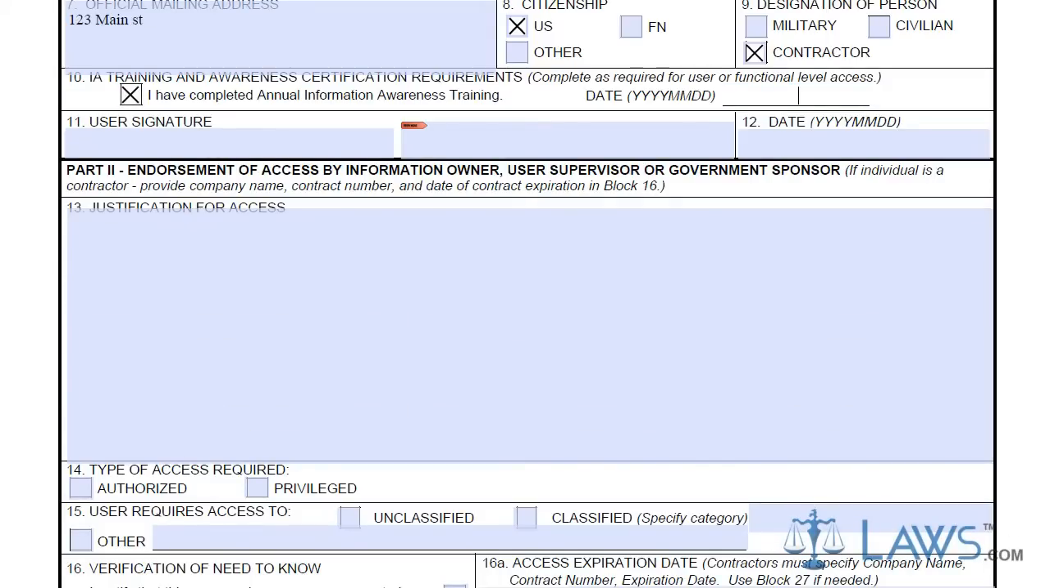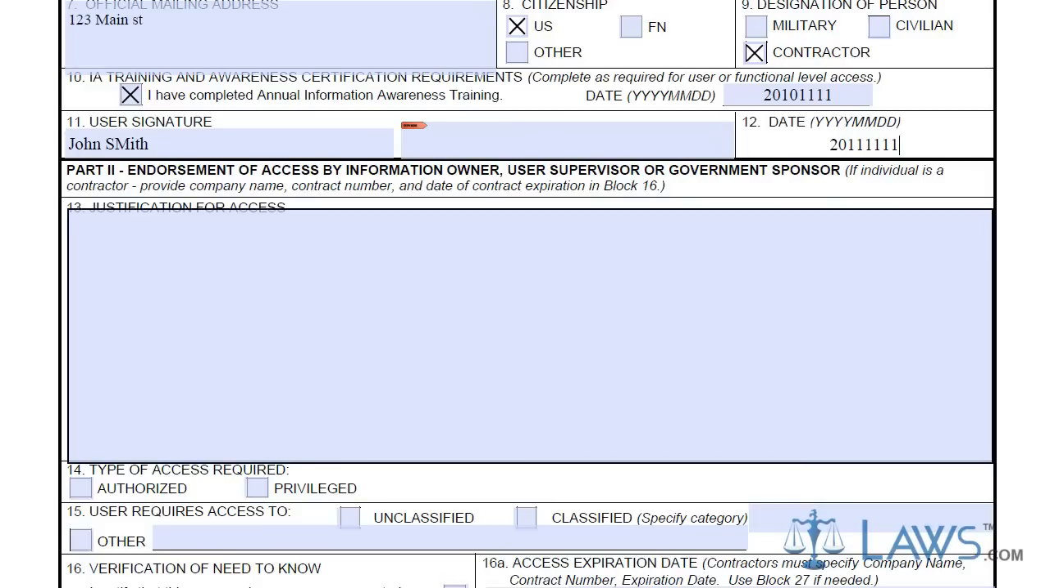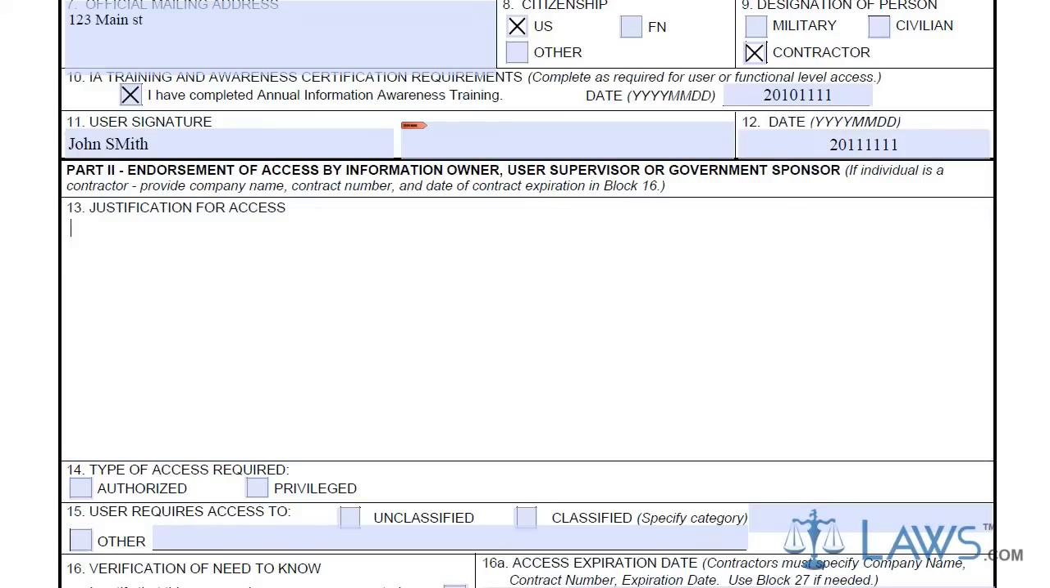If any training or certification is necessary, the individual must indicate whether they have completed the necessary requirements and certify the form in Box 11. Once Part 1 is completed, Part 2 must be filled out by the system administrating agency or sponsoring party. The justification for access must be provided in Box 13. A brief explanation is required.